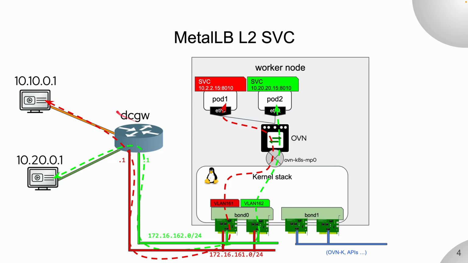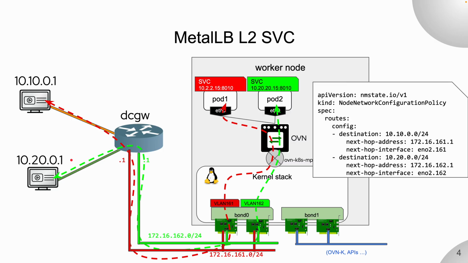What you need to do is, for each and every remote CIDR, you need to create a route. Here we have only one remote site per VLAN, but you could have 100 here and 100 here, so you would have 100 entries for VLAN 161 and 100 for VLAN 162.